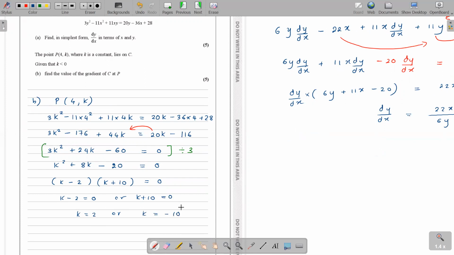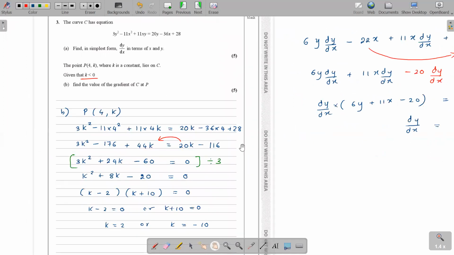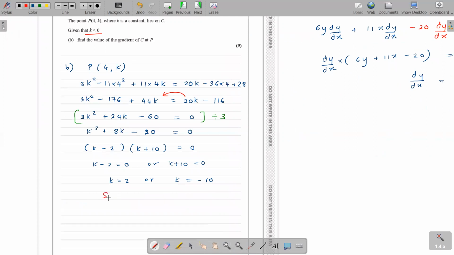So out of these two answers, which one do you think I should take? We must take k equal to minus 10 because very clearly they have told us k is less than 0. K is negative. Therefore, since k is negative, the correct k value should be minus 10.